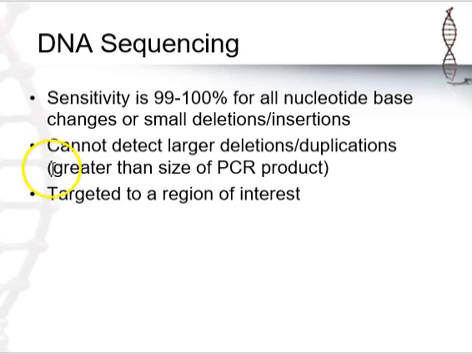With DNA sequencing, the sensitivity is 99 to 100% for all nucleotide changes, small deletions and insertions. This cannot detect larger deletions and duplications greater than the size of PCR, and it also needs to be targeted to the region of interest. So we need to know what we're looking for.